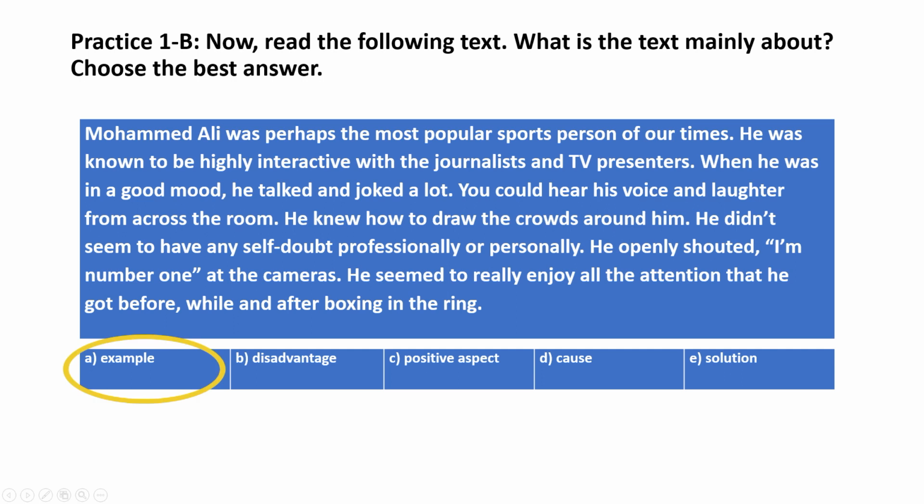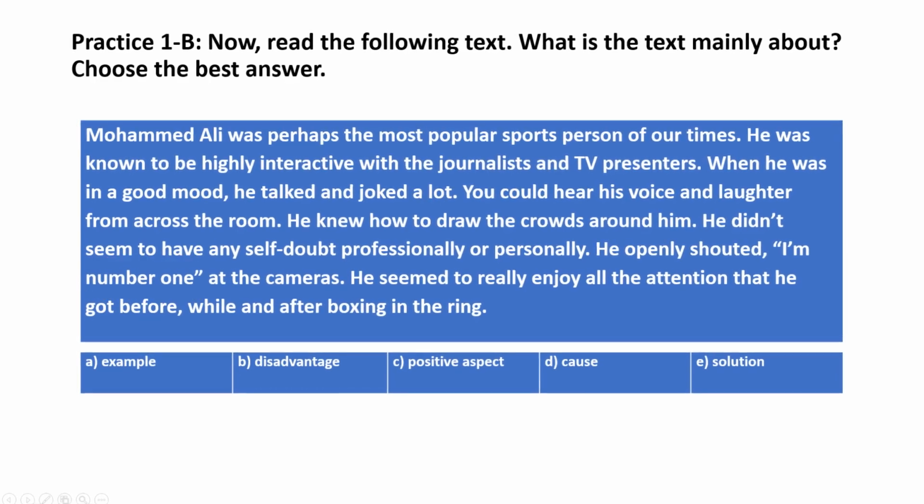The answer to this question is example. Remember that the lecture talked about the characteristics of extroverted and introverted people. And the reading text provides an example of a sports person who is Muhammad Ali. When we keep reading, it is clear that Muhammad Ali fits the extroverted classification.